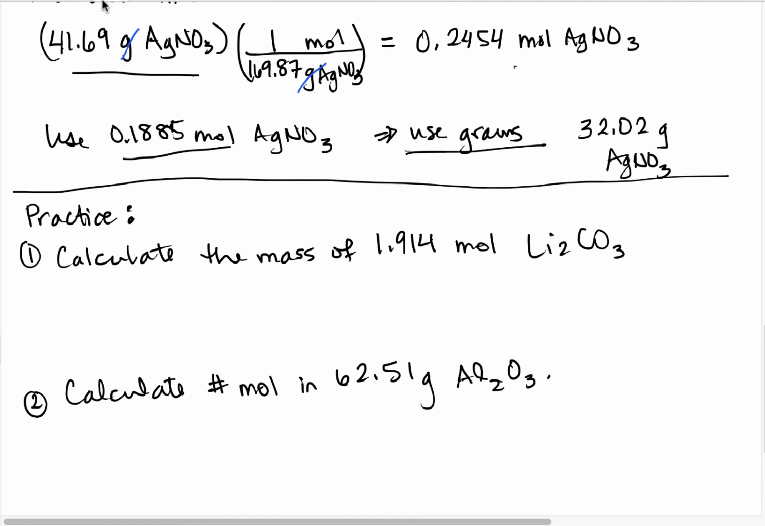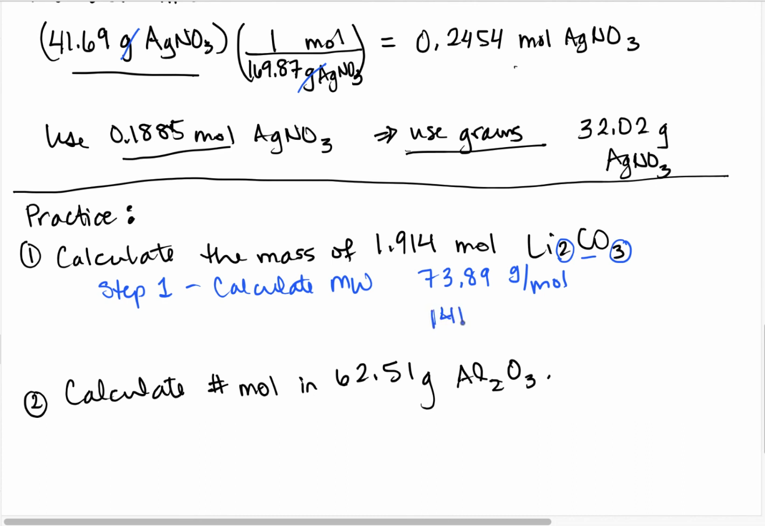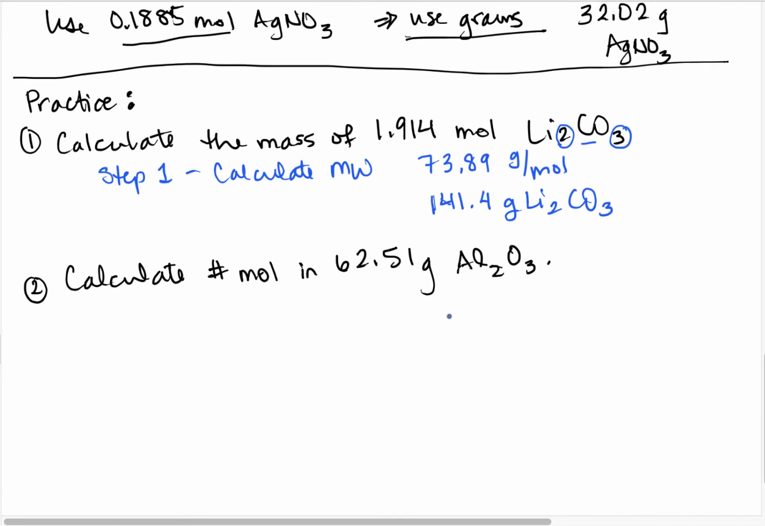Okay, so for all of these reactions, our step 1 is going to always be to calculate the molecular weight. So you should have found that there are 2 lithiums, 1 carbon, and 3 oxygens, and that gives us a molecular weight of 73.89 grams per mole. And then multiplying the molecular weight times the moles should have given us 141.4 grams of lithium carbonate. Please do tell me if I happen to make mistakes in here. It happens.